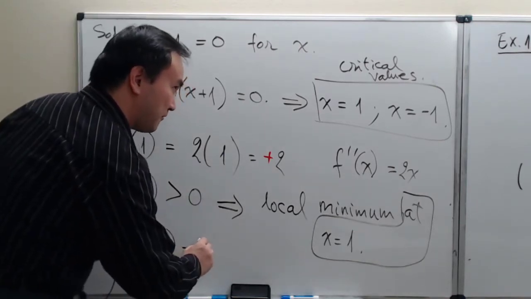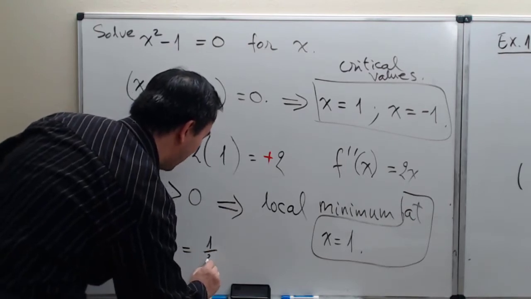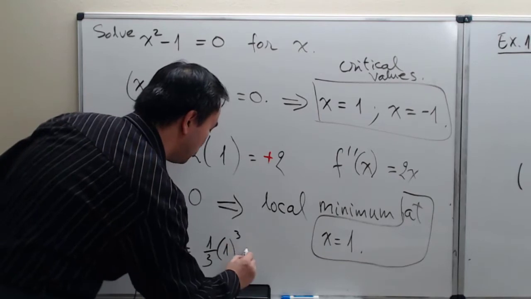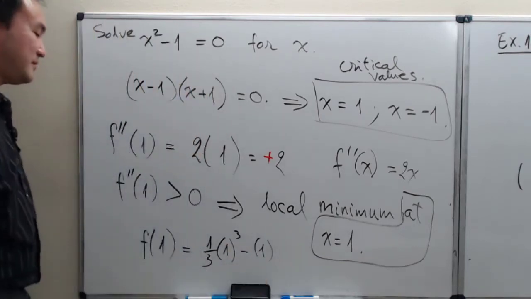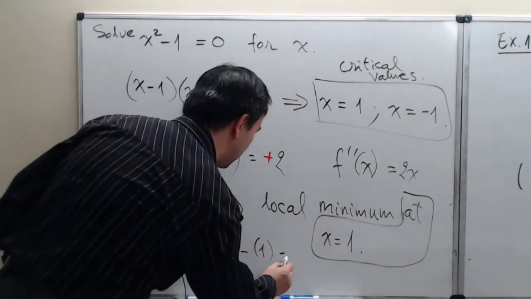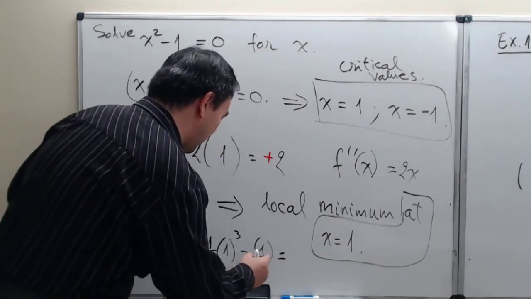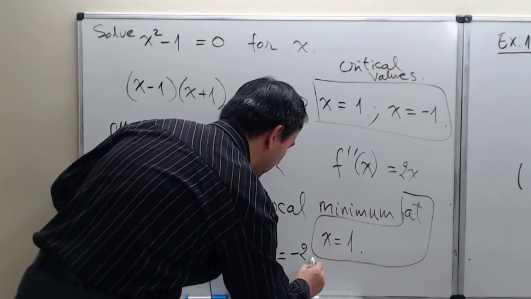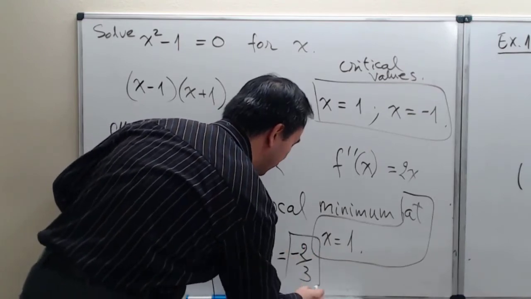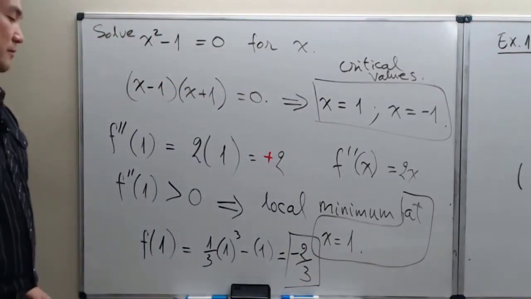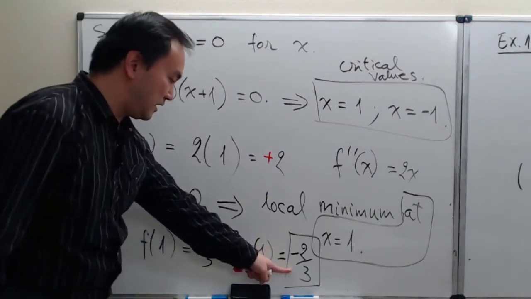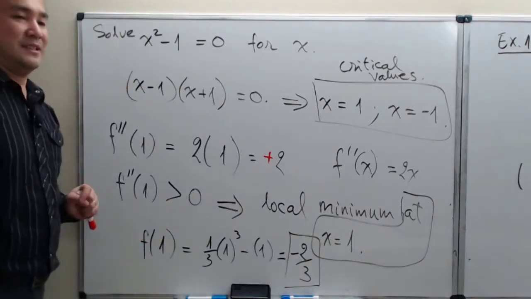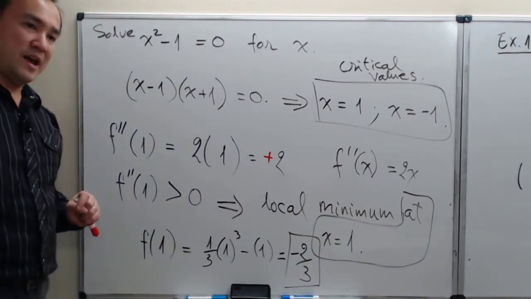And so with my function being originally 1/3 x cubed minus x, here 1/3 times 1 cubed minus 1. So the calculation comes out to be, this is simple enough that I don't think I need to step away for the calculation. So negative 2/3. All right, so that is my local minimum value at x equals 1. Okay, so we found one answer.